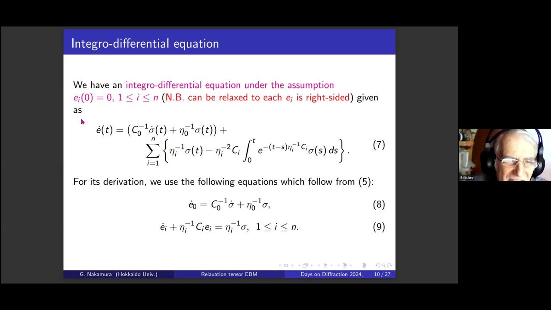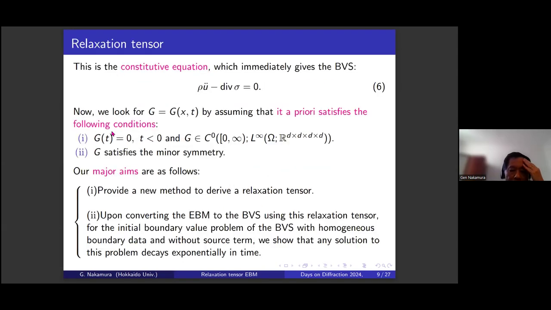Excuse me, again. Could you please clarify the point? What does it mean to construct the relaxation tensor? That's the point. Construction is the major aim. Yes, we haven't yet constructed the G. To construct means to describe it in an explicit form. What information is needed to construct the relaxation tensor? That's what I explained to you.